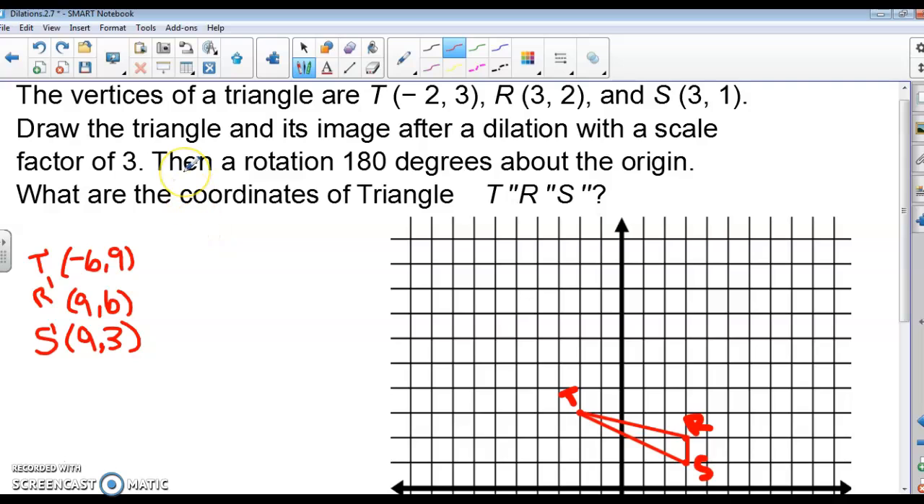Alright. It then says a rotation 180 degrees about the origin. So let's think about what rotation was. So rotation 180 degrees. Do you remember what happens to the x and y coordinates?